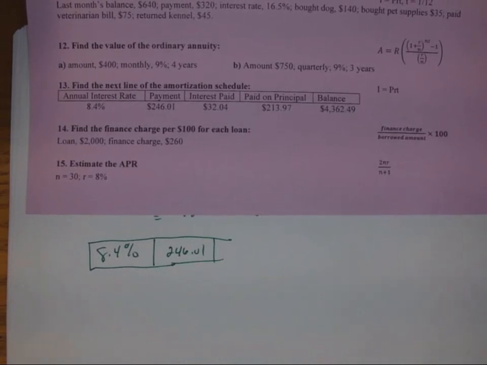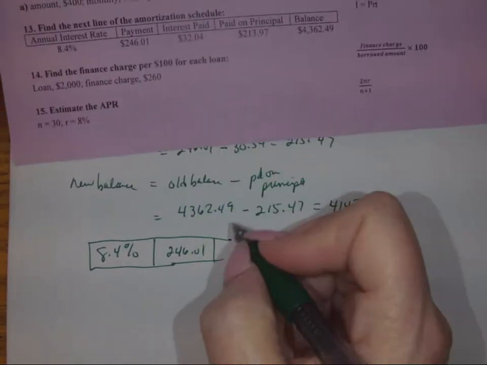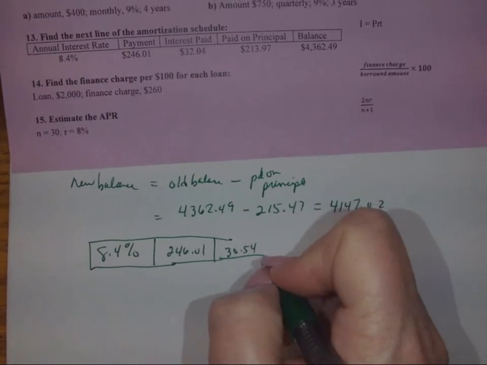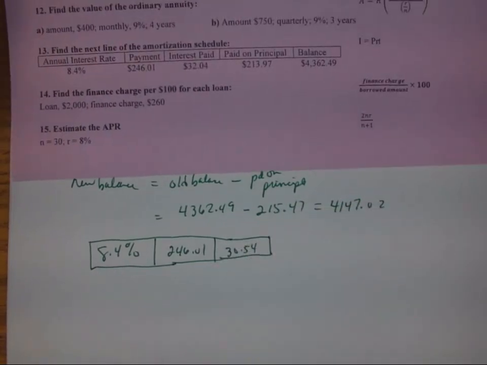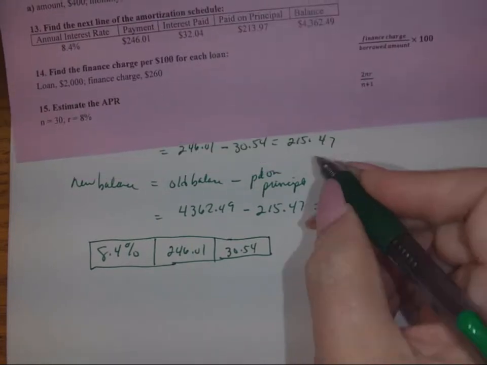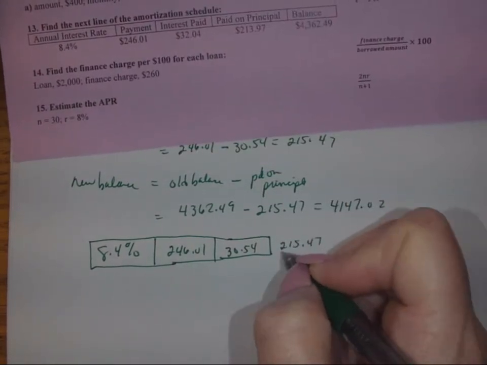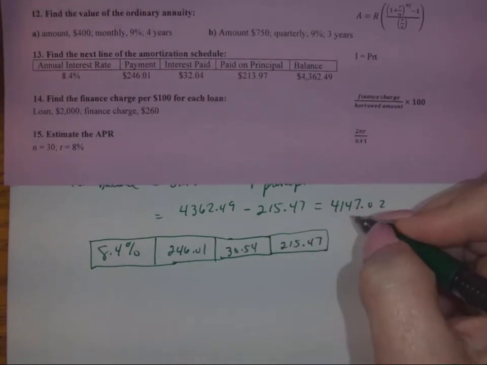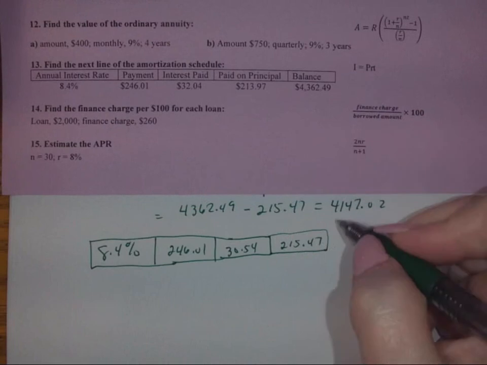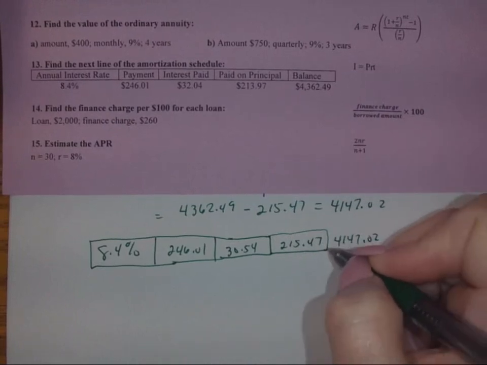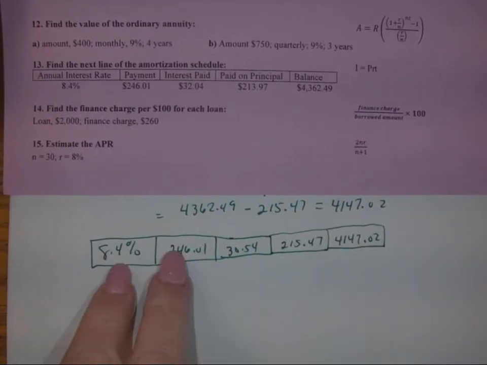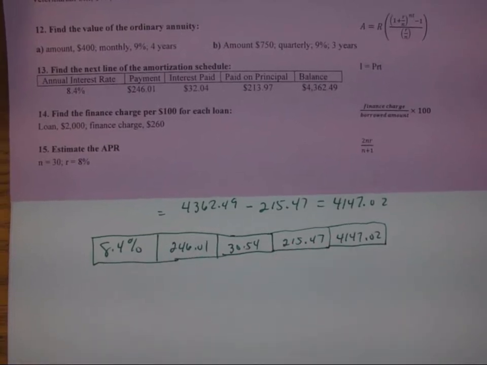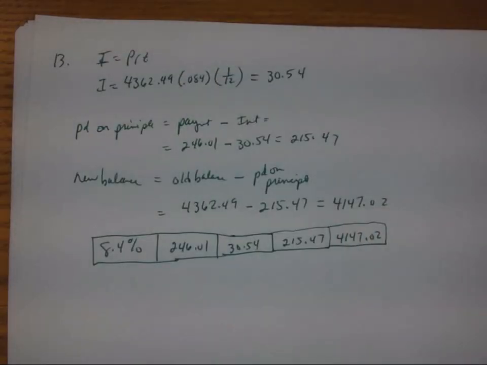The interest paid, that's the amount we found of 30.54. And then the paid on principal, we found to be $215.47. We're paying less interest, so more went on our principal. And our balance, right there, the balance now is 4147.02. So the first two parts don't change, but the last three, we have to go find those. It looks like it's more complicated than we find when we actually do it. The last two are going to be some simple problems.